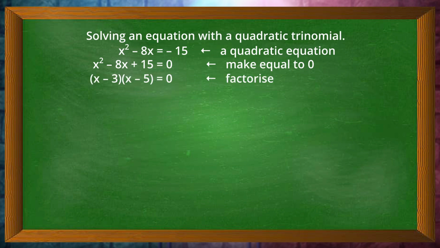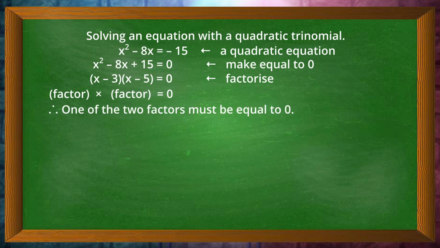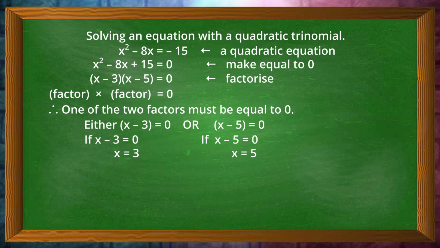Factorize the quadratic trinomial. As soon as you have two factors which multiply to give the answer 0, it means one of the factors must be 0. So either x minus 3 is equal to 0, which means that x is equal to 3. Or the other factor, x minus 5, is equal to 0, which gives x is equal to 5. These are the two solutions to the quadratic equation.